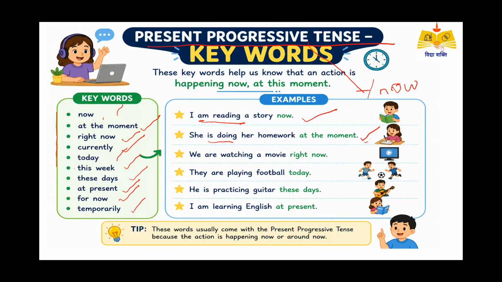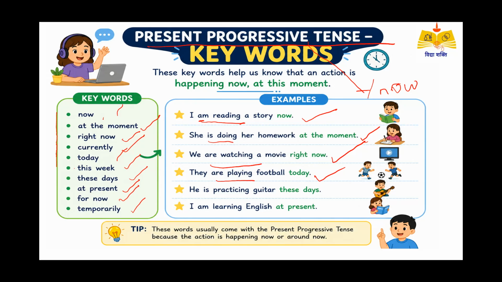It is nothing but present continuous tense, which will mostly have this ing in the word. We are watching a movie right now. ఈ right now అనే పదం రాగానే you should identify the tense as present progressive tense. They are playing football today. ఇవాళ. They are playing football today. Okay. He is practicing guitar these days. ఏం చేస్తున్నాడు these days? These days అంటే recent times లో he is doing something new.